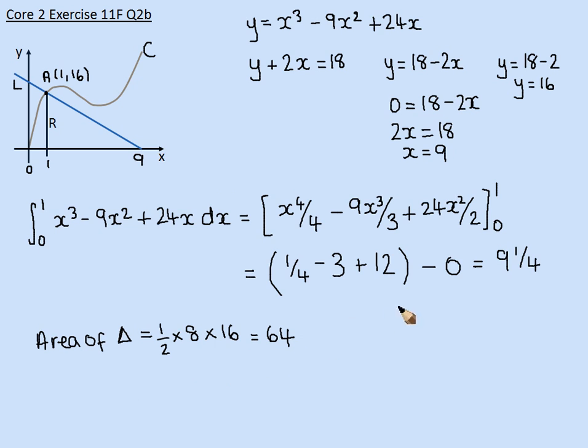To get the total area, we now need to add those together. So we've got 64 plus 9 and a quarter. So that's 73 and a quarter. That's the question done.